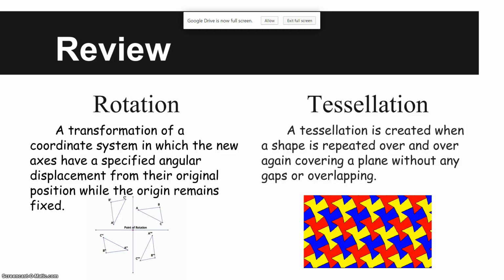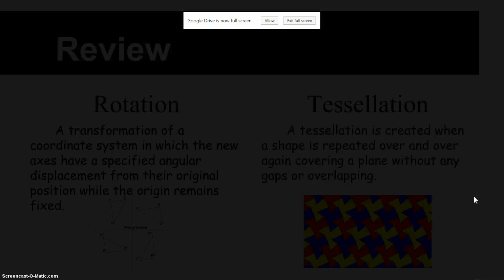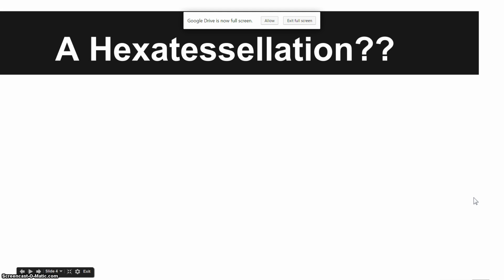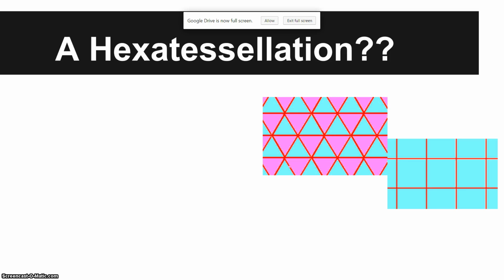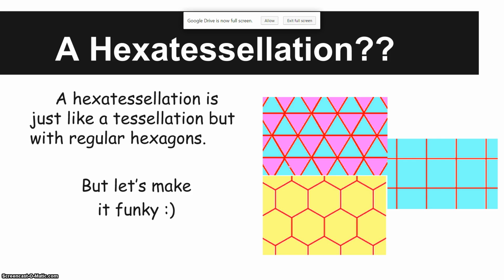Now, a tessellation is a tiling of a plane using one or more geometric shapes with no overlapping and no gaps. But for this project, we need a hexatessellation. What's a hexatessellation? In mathematics, there are only three regular tessellations: triangles, squares, and hexagons. So a hexatessellation is pretty much a tessellation of regular hexagons fitting together. But for this project, we'll make them curvy, oddly shaped, or maybe petite.